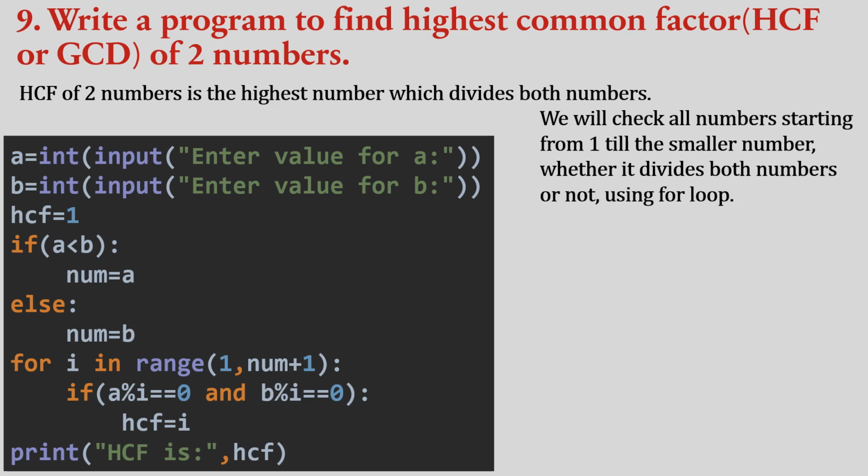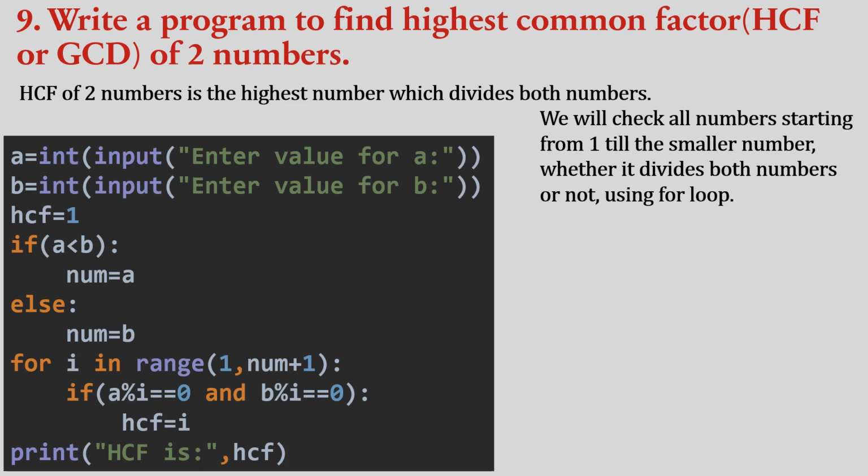Now the condition will be: if A is less than B, then we will take the number as A, or else if B is less than A, that means A is greater than B, then the number will be B, because our loop will continue till the smaller number. So we have to store the smaller number in a variable, let's say num, by giving this condition.